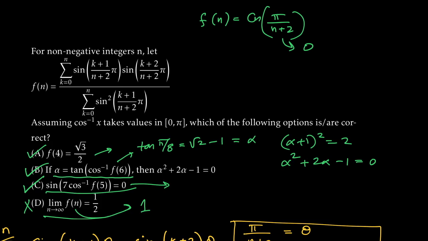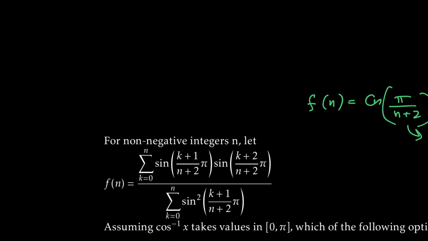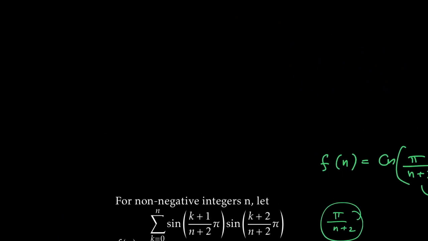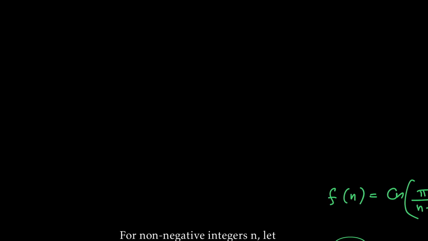This is wrong. Okay, so very easy question. Once you find what f of n is, and if you can't do all this part, you can also try your luck. You observe that there is some role for pi by n plus 2, and you are going to call your pi by n plus 2 as theta. Okay, so we understand that it has some role in the question.